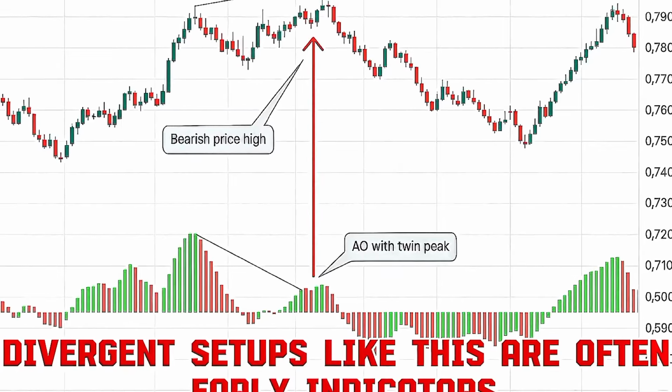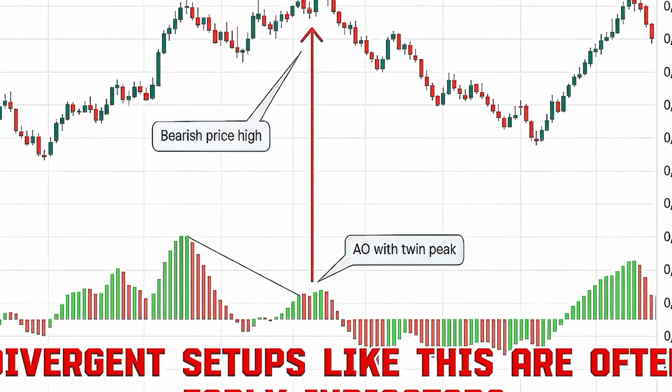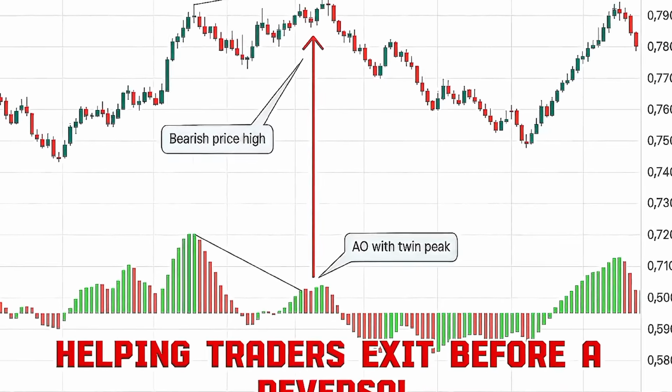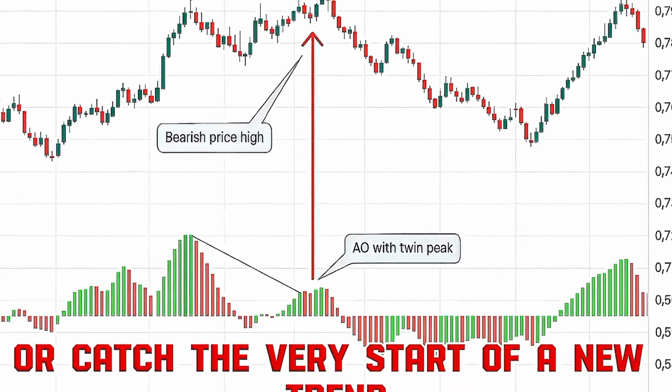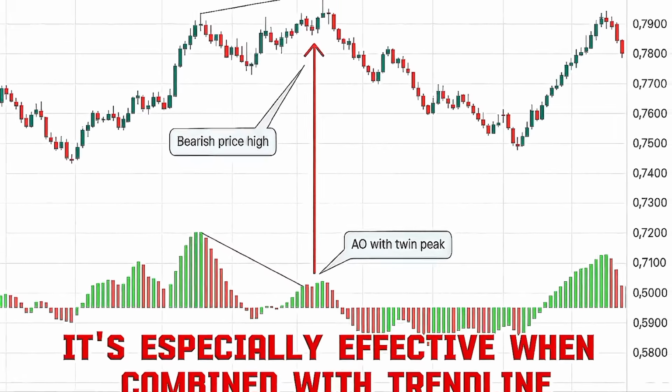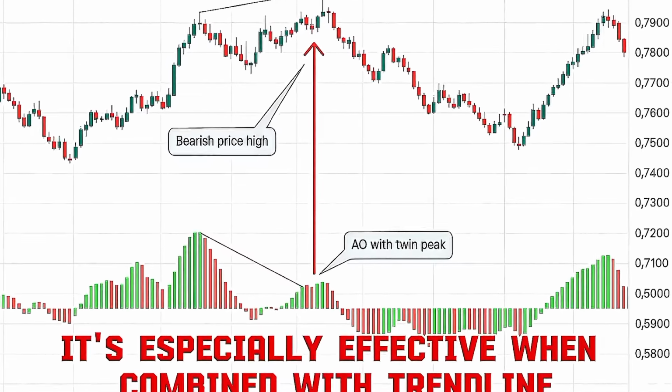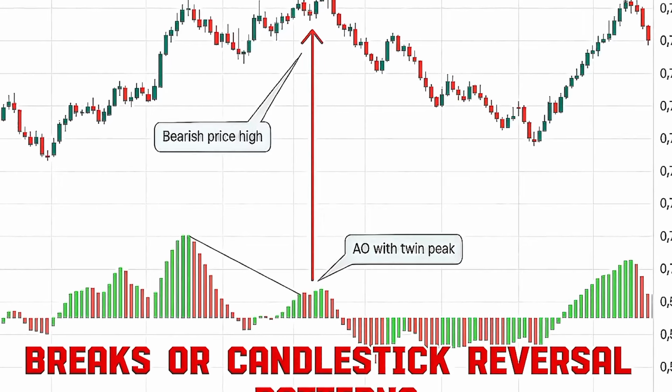Divergent setups like this are often early indicators, helping traders exit before a reversal or catch the very start of a new trend. It's especially effective when combined with trendline breaks or candlestick reversal patterns.